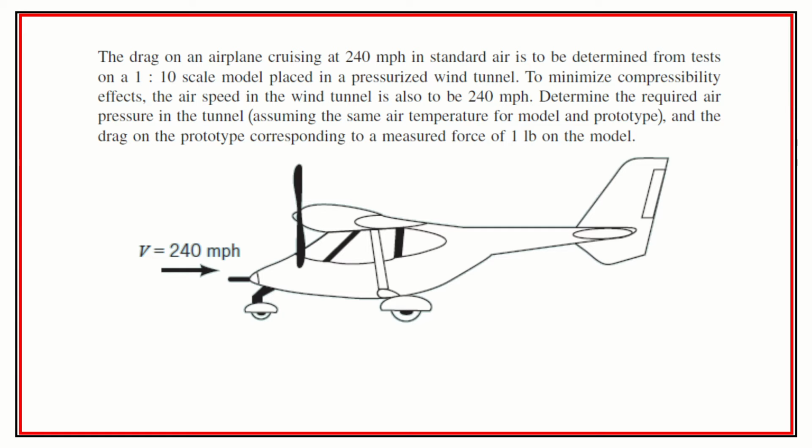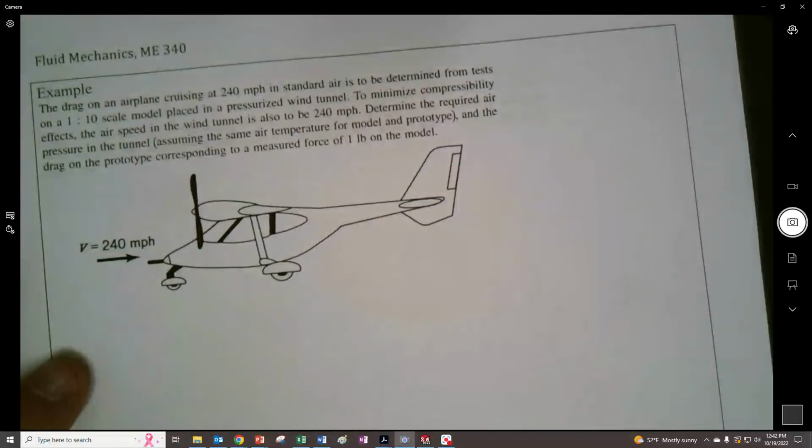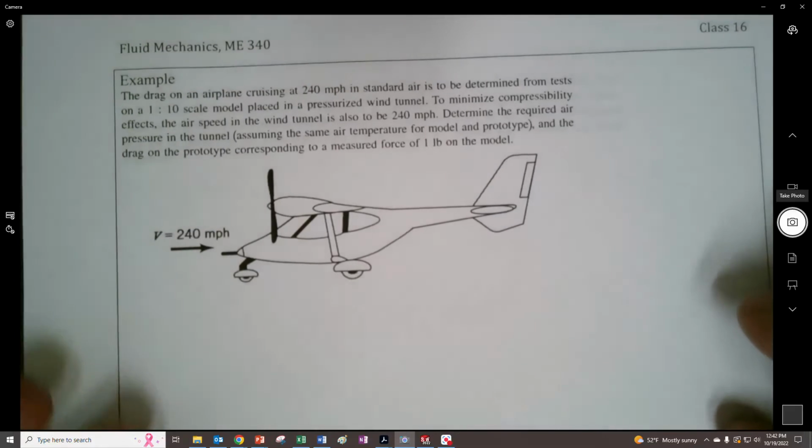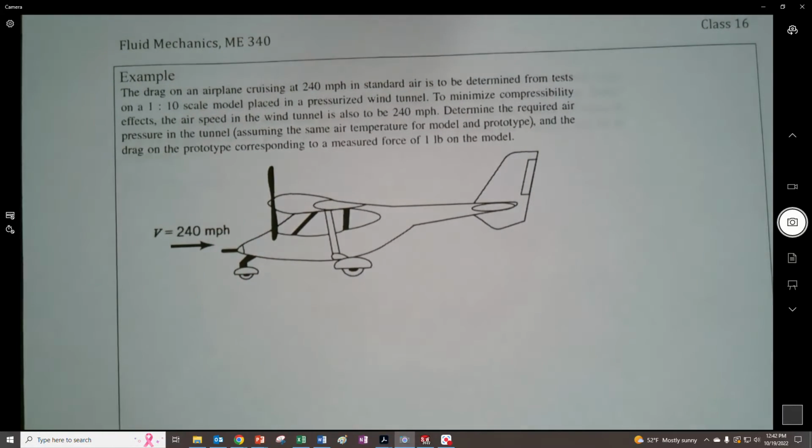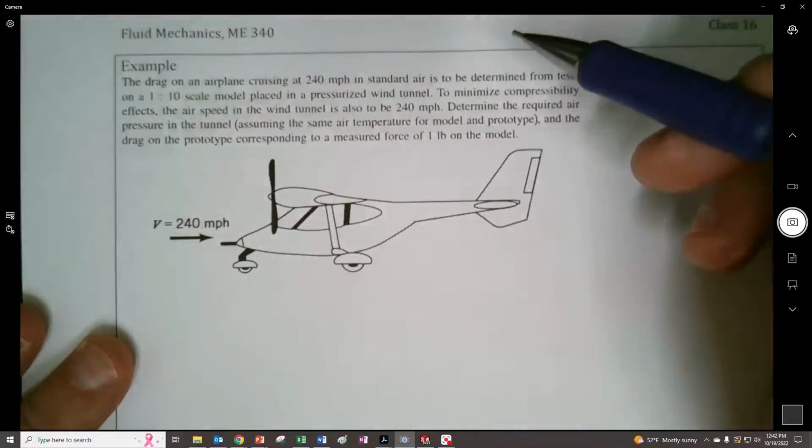airplane. Determine the required air pressure in the tunnel, assuming the same air temperature for model and prototype, and the drag on the prototype corresponding to a measured force in the lab of 1 pound. That's on the model. All right. So here is the problem. We don't need to convert the units here.